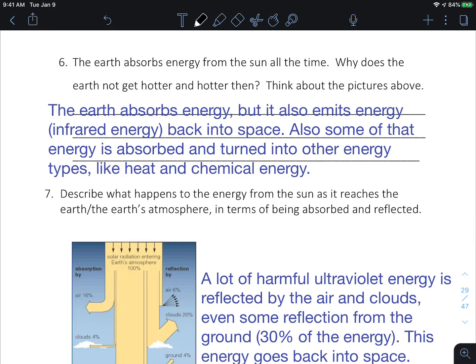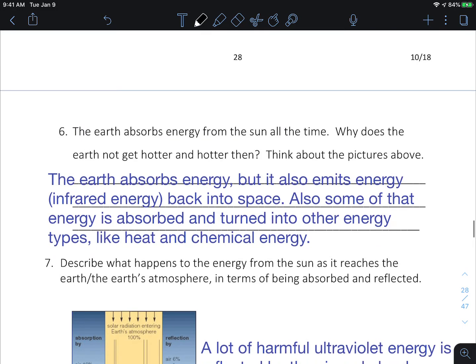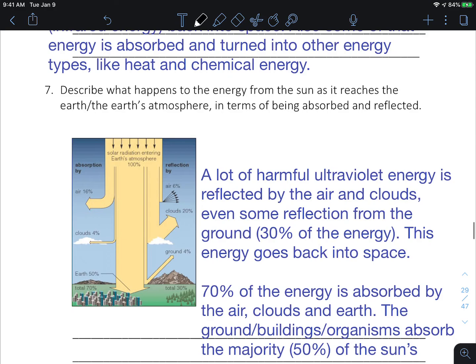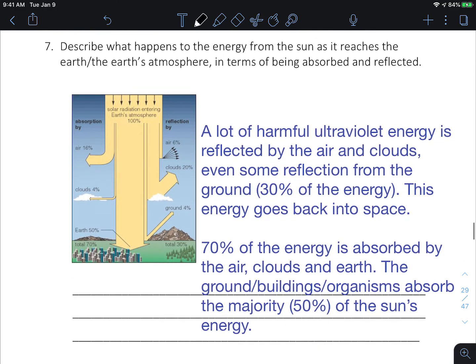So Earth absorbs energy from the sun all the time. Why does the Earth not get hotter and hotter? Well, even though Earth absorbs energy, it also emits energy. We just said above that it emits infrared radiation. So that infrared radiation goes back into space, and some of the energy is gone. Also, some of the energy is absorbed and turned into other energy types like heat and chemical energy, which gets used.